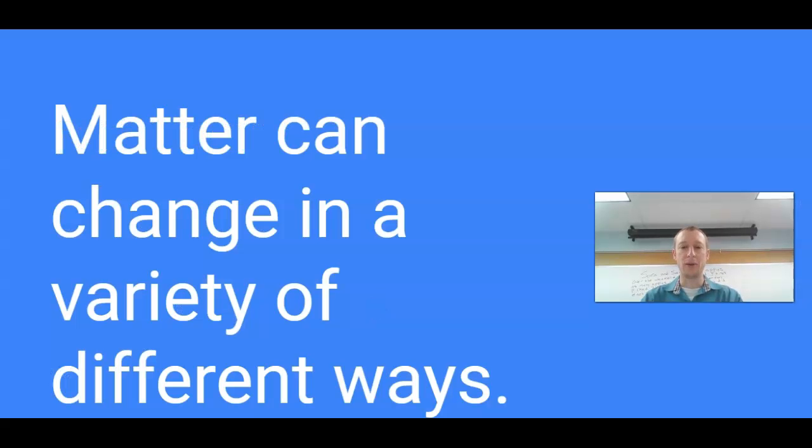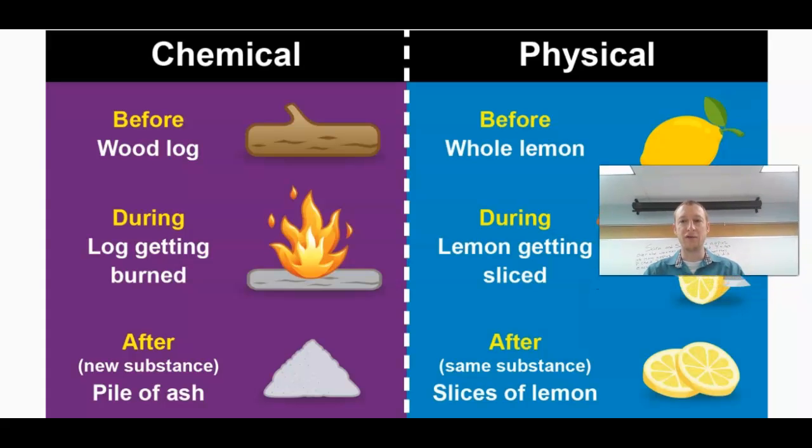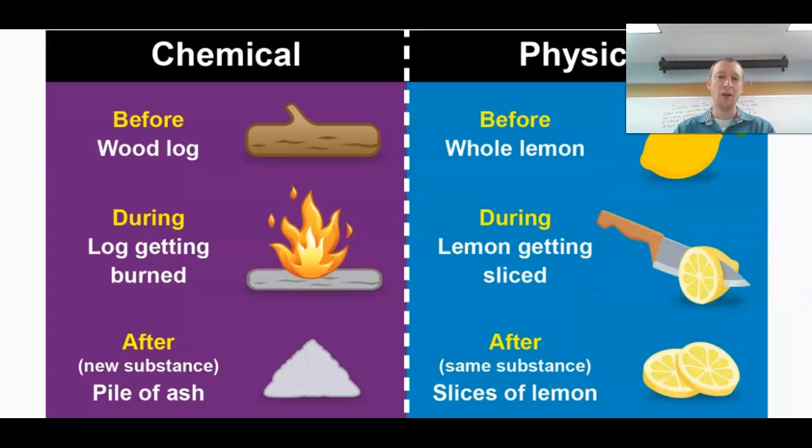Okay, now that you have your notebook set up, let's talk about how matter can change. And matter can change in a variety of different ways. So here's just a quick summary of chemical and physical changes. You don't have to write any of this down, but basically if we have a chemical change, before the change we have a log. During the change, while the change is occurring, that log is getting burned. And then after, we end up with a new substance. In this case, we end up with a pile of ash. This pile of ash is very different from the wooden log, right? You wouldn't even say they're the same thing. A log, ash, two totally different things.